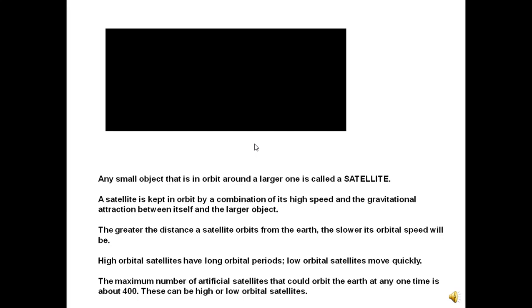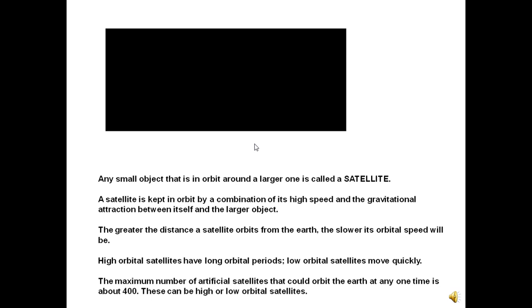Satellites then. Any object that orbits another object is a satellite. So the Earth going around the Sun makes the Earth a satellite of the Sun. The Moon going around the Earth makes the Moon a satellite of the Earth. In this section, we're just talking about artificial satellites. So we're talking about objects that we have put in orbit around the Earth.